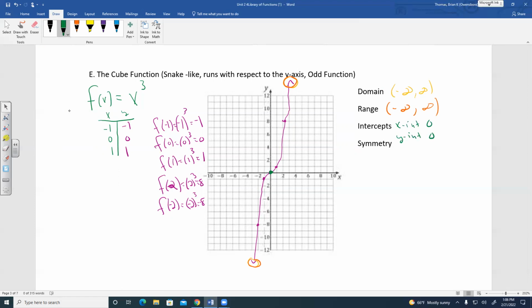And this does have origin symmetry. It's an odd function, so it's got origin symmetry. Notice that if the point (x, y) exists, then the point (-x, -y) has to exist. That's origin symmetry. So notice there is this (2, 8), and there's also this (-2, -8). These points are reflecting across the origin. If you notice this point up here, (2, 8), and go diagonally across the origin, you're going to see the reflection (-2, -8) down here. That's what we mean by origin symmetry: a reflection across the origin.